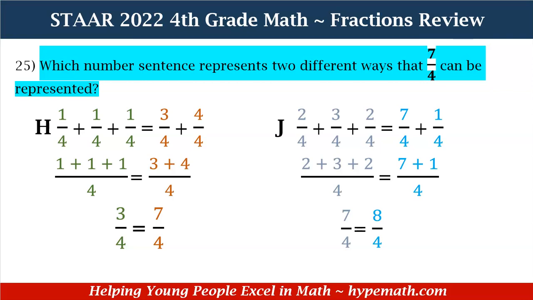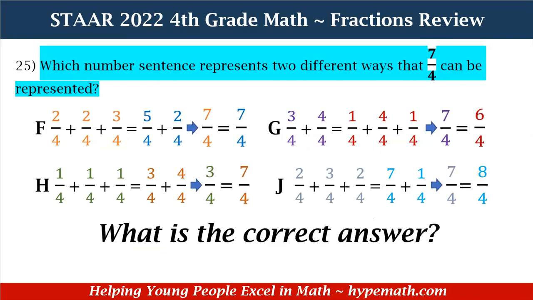For J, we have 2/4 plus 3/4 plus 2/4 is equal to 7/4 plus 1/4. Again, the denominators are the same, so all I need to do is add my numerators. Starting on the left-hand side, 2 plus 3 plus 2 is equal to 7, 7/4. And on the right-hand side, 7 plus 1 is equal to 8, and my answer is 8/4. So for J, 7/4 is equal to 8/4.